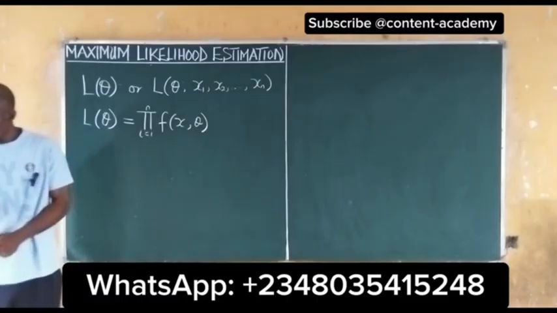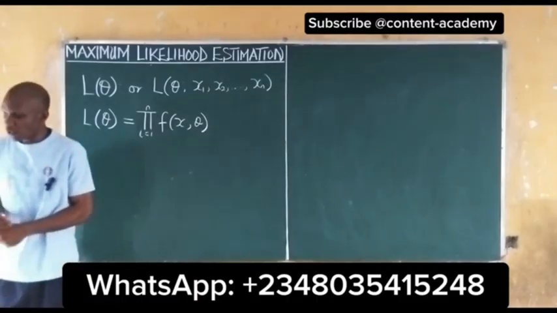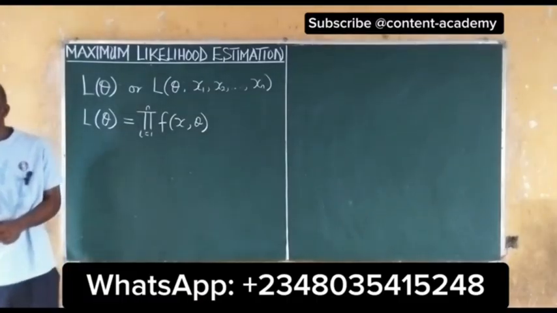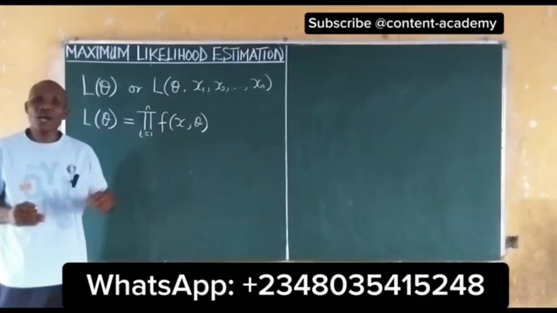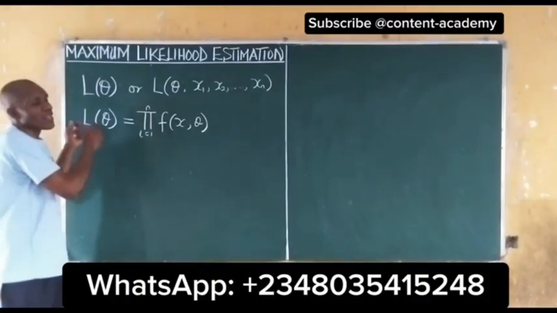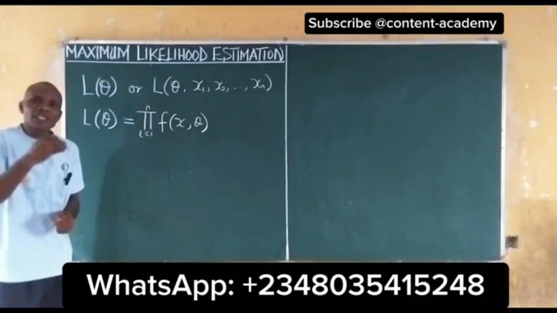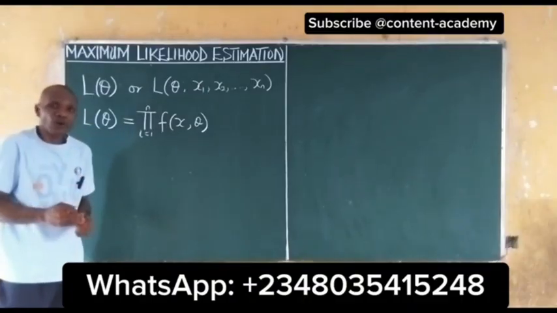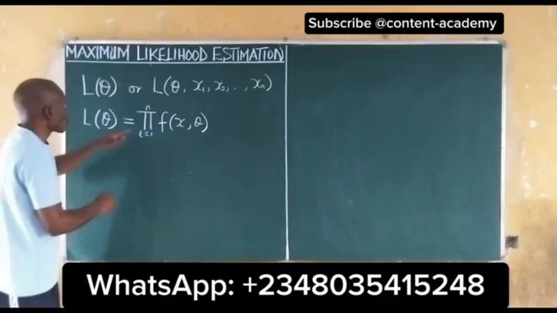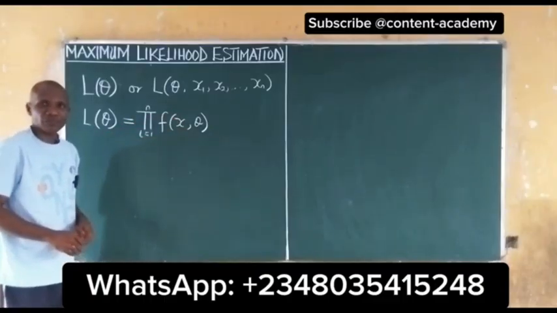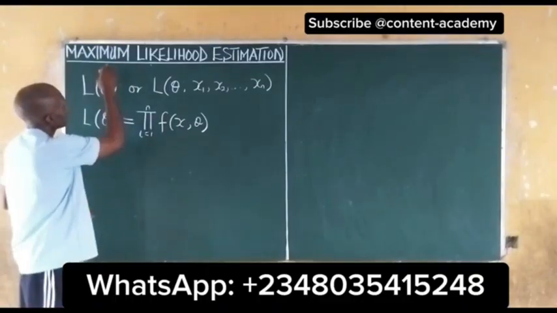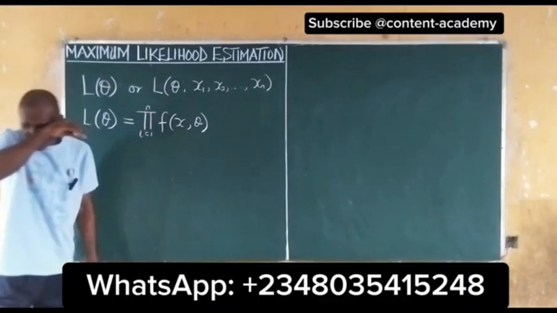And what is this likelihood function? The likelihood function is a function of the parameter. So any parameter you consider, that parameter becomes the argument of the likelihood function when you take the product of that distribution. Now, what is the maximum likelihood estimation?